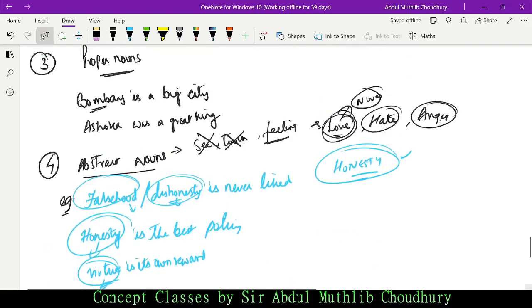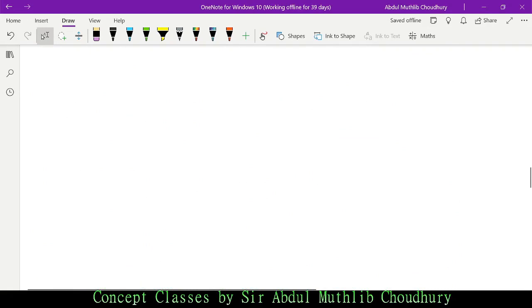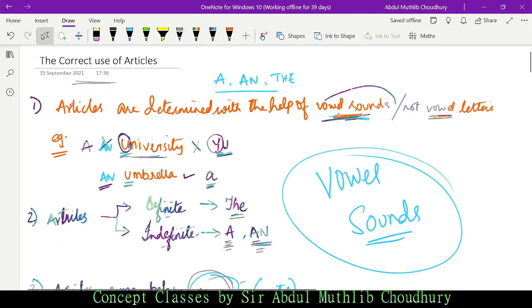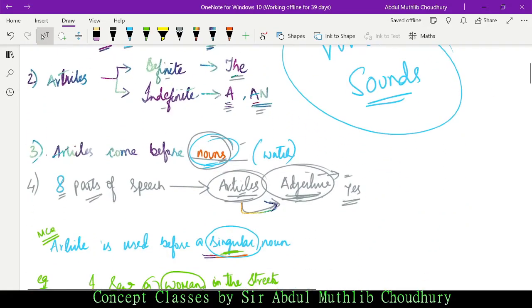Before I stop the video and bid you goodbye until another video, let me just recapitulate the concept of articles. Let me just revise once. Articles are determined with the help of vowel sounds. First, you should remember that articles are determined with the help of vowel sound. Again, how many types of articles are there? Two types: one is definite, the other is indefinite.